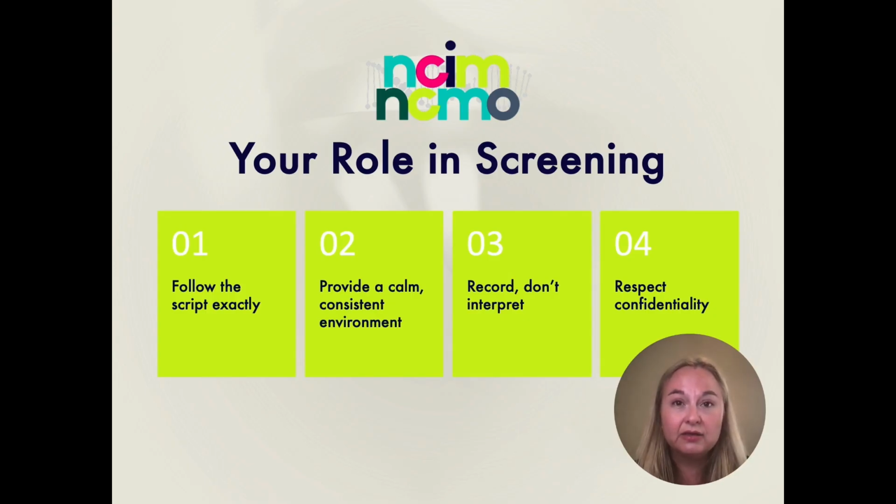Number three, you need to record the information that you see and hear, but don't take time to interpret it in that moment. You're simply writing down information as you go. And finally, you need to respect the confidentiality of the data that you're receiving and of that moment in time for that child or young person.